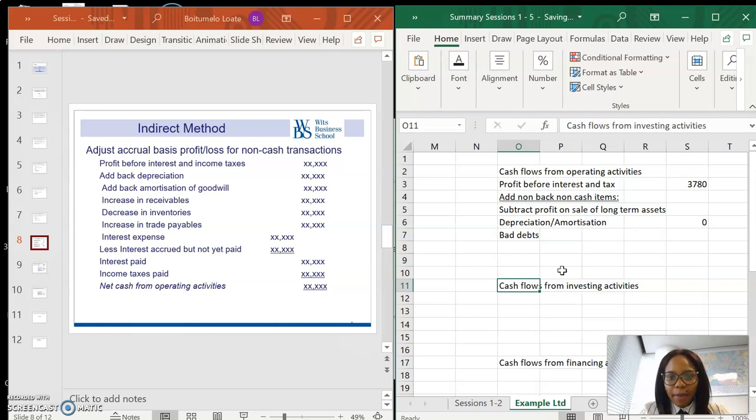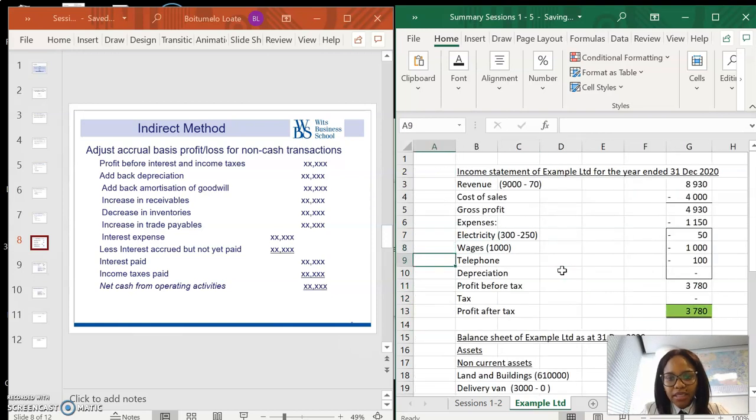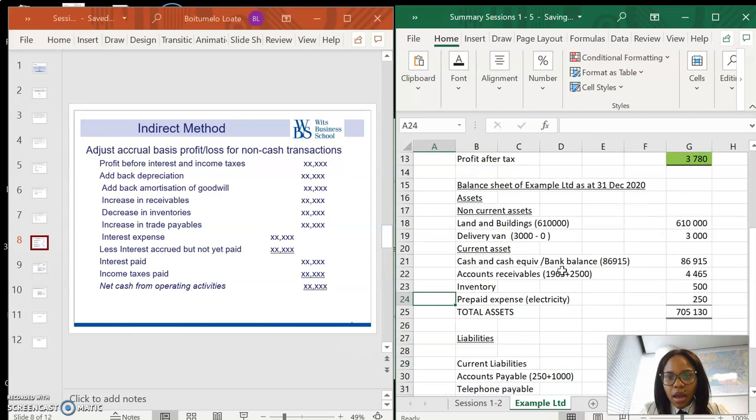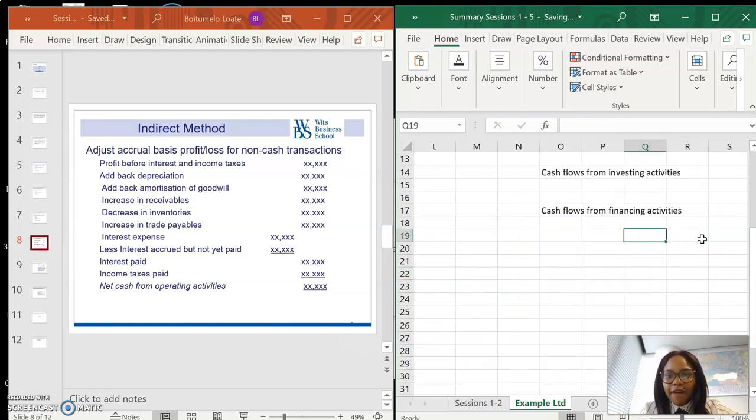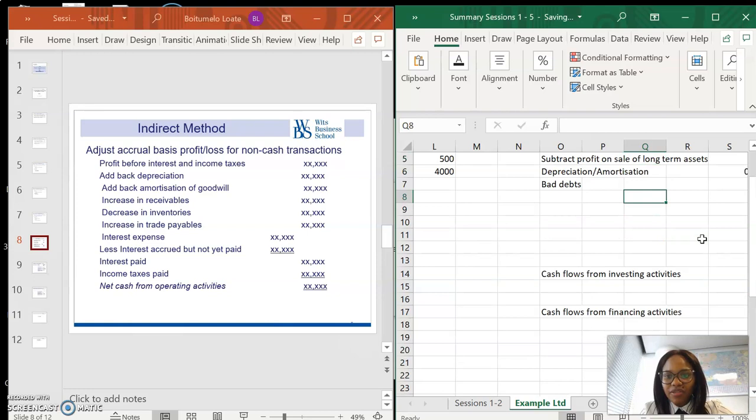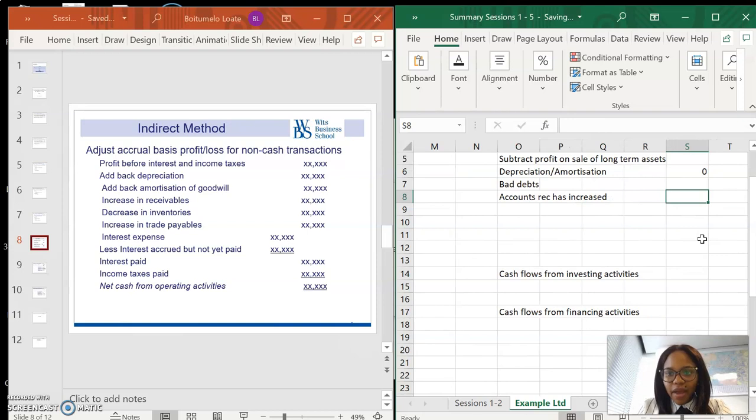Let's deal with the working capital, which is a lot of the times the trickiest part here. For your working capital, you're going to need to look at your movement of your working capital. My accounts receivable is now sitting at 4465. At the beginning of the year, it was sitting at 0. It's increased by 4465. I have funded some of these customers, my accounts receivable. So my accounts receivable has increased by 4465.